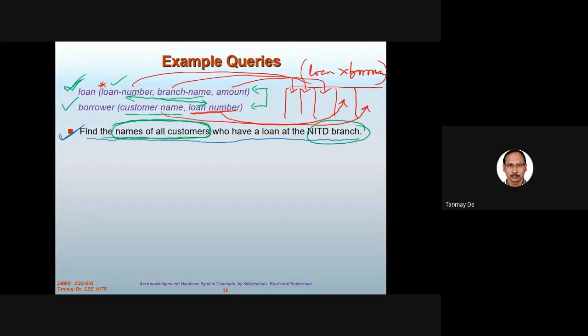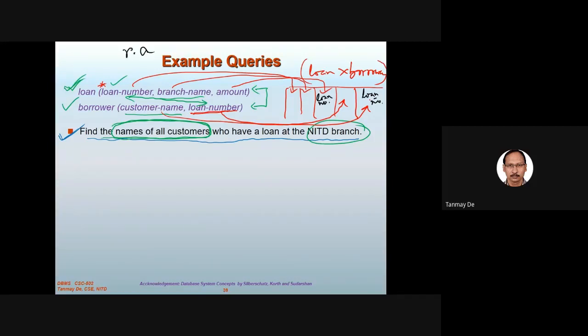Okay, now you can see this attribute is also loan number and this attribute is also loan number. Just a minute, I will change the color. This is also a loan number and this is also a loan number. That is, this is identified by borrower dot loan number and this is identified by loan dot loan number. Okay, relation dot attribute name, that is the relation name dot attribute name.